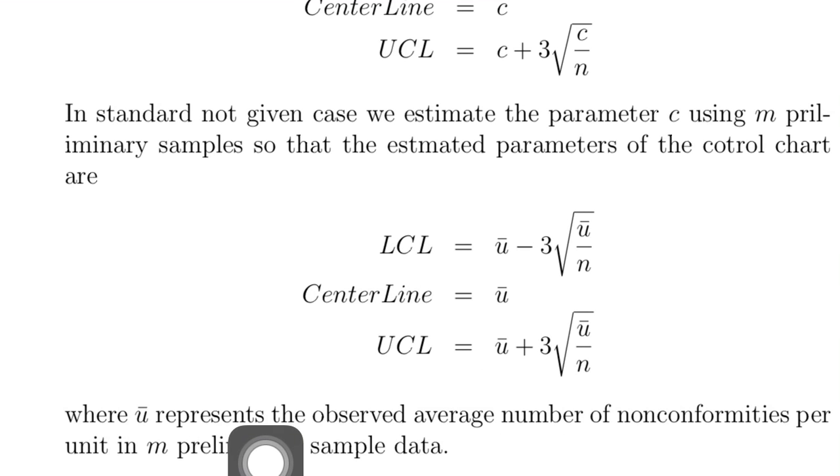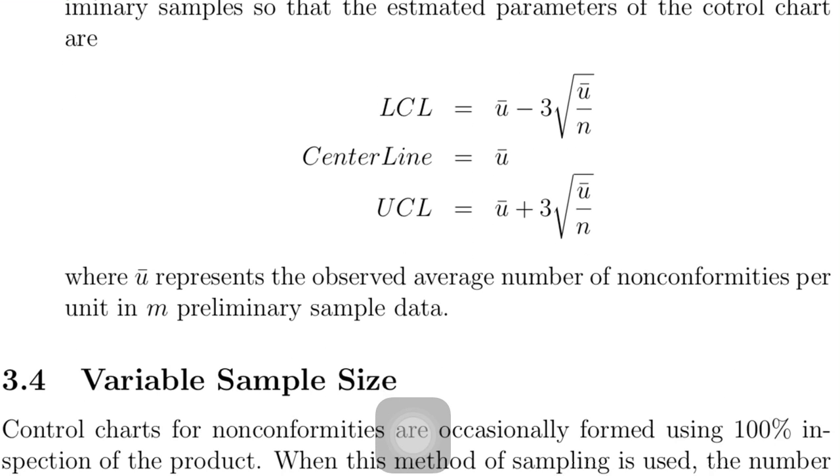What is U bar? U bar is the average number of non-conformities per unit in some preliminary samples. If you take small preliminary samples, then from using those preliminary samples, you can count the average number of non-conformities per unit in all the M samples. And thereby you can compute U bar, and you may substitute this U bar in this set of parameters, LCL, central line and UCL. Okay.